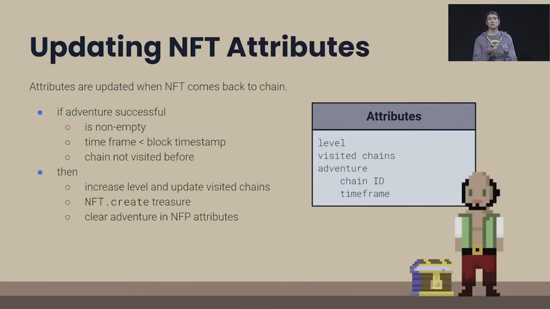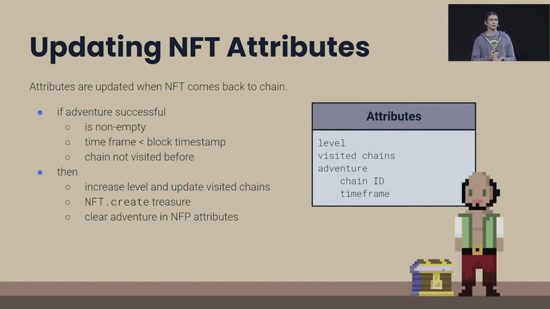Finally, we have to define how the NFT attributes are updated. As Maxime mentioned, when the NFT comes back to the chain, we can run custom logic on the NFT attributes. We're going to check the adventure object. If the adventure is successful, meaning that there is an adventure object to start with, the time frame, the value that we were storing in the adventure time frame, is smaller than the current block timestamp, and the chain ID stored in the adventure has not been visited before, so it's not part of the visited chains, then the adventure was successful. The pirate has come back successfully from the receiving chain.